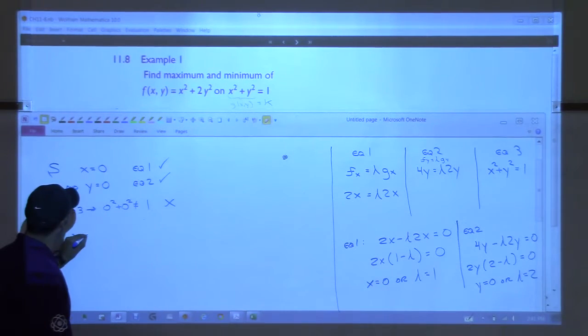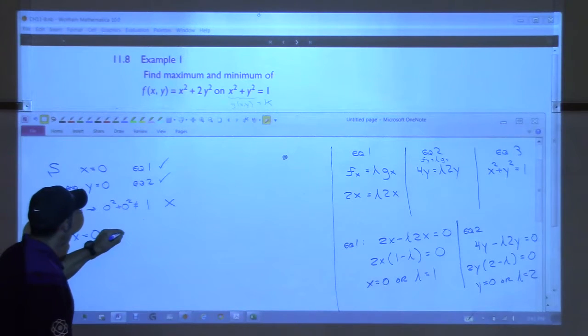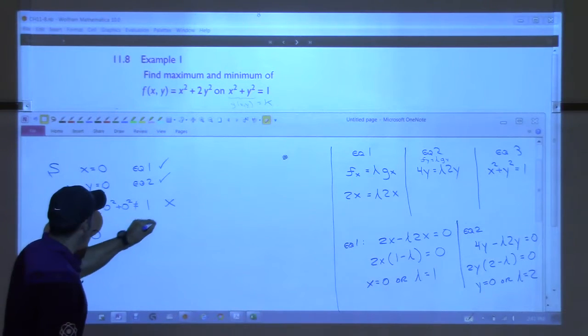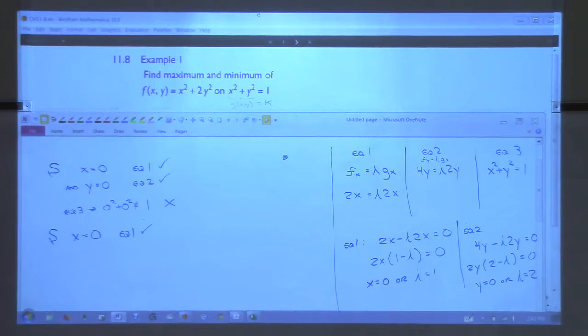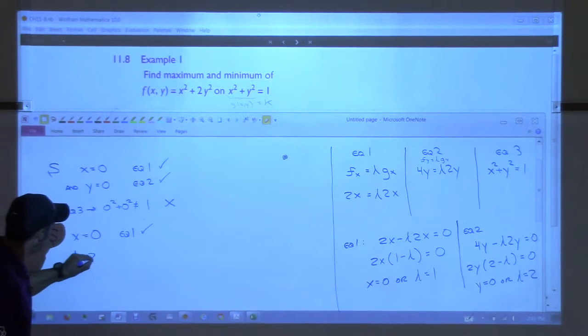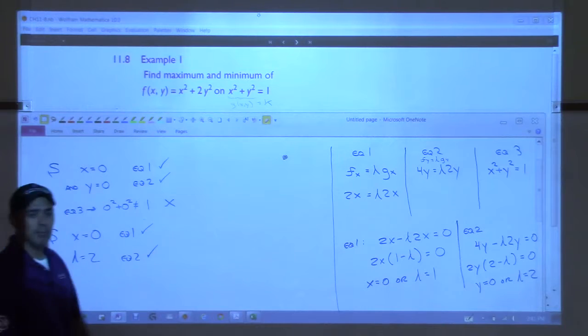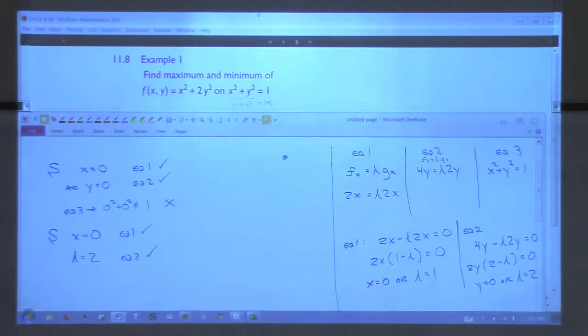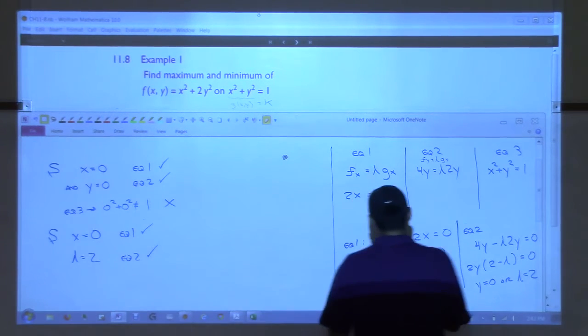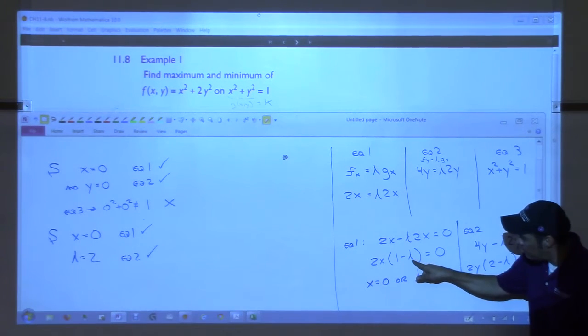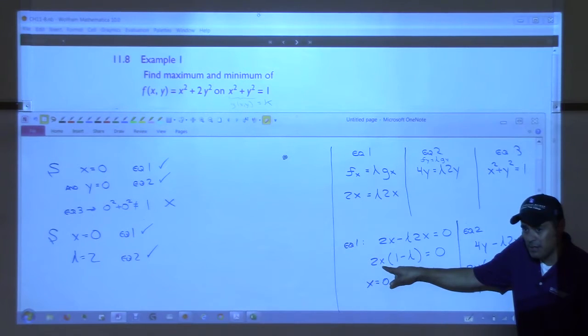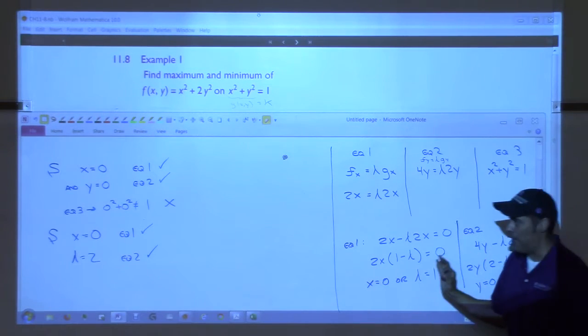Suppose x is 0. That gives me equation 1, right? Now the only other option for equation 2 is to let lambda be 2, right? Lambda is 2. That will satisfy equation 2, right? Does it have any impact on equation 1, lambda being 2? Think about this. If lambda is 2, it doesn't matter because x was 0, so it's still going to be 0. So we're still good on that.